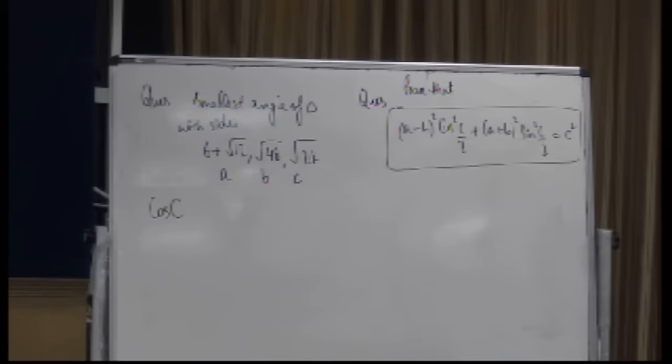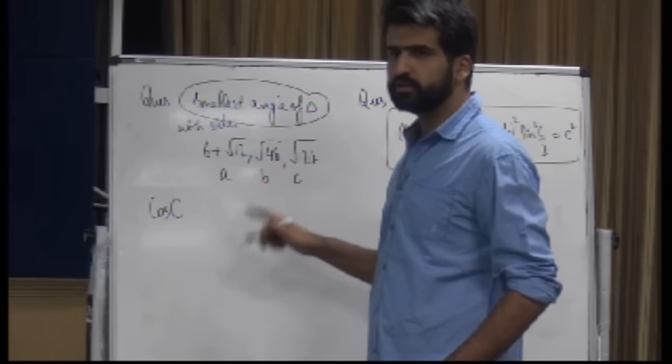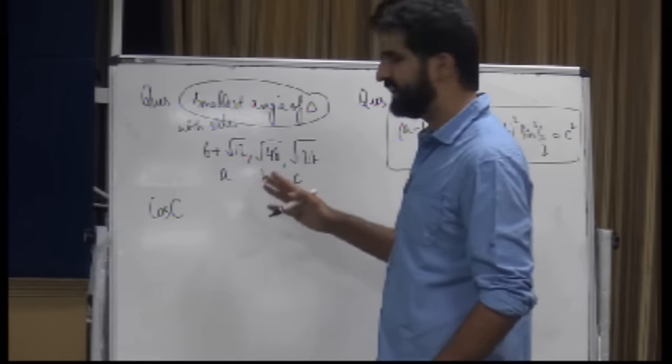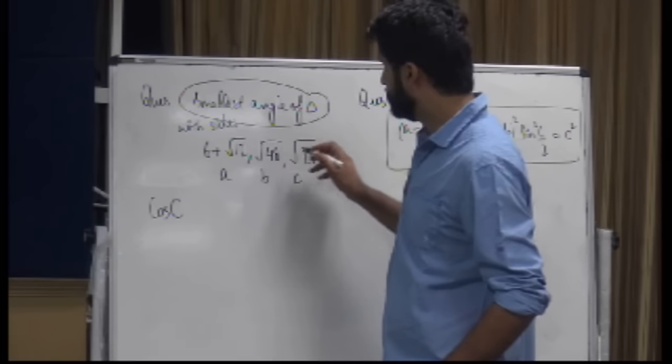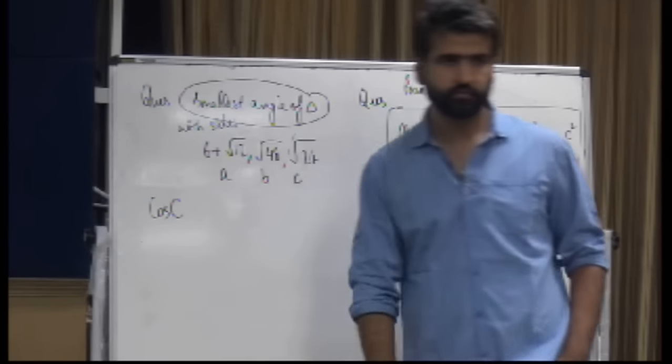So whenever you're asked for the smallest angle or the smallest side, don't calculate all the angles by applying the cosine formula 3 times. Just take an estimate of which side is the smallest one.